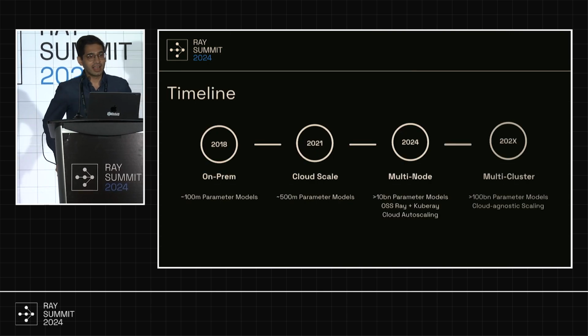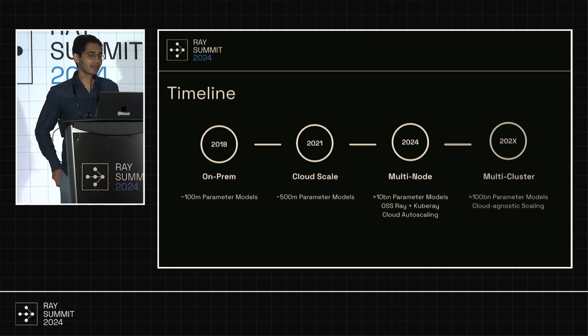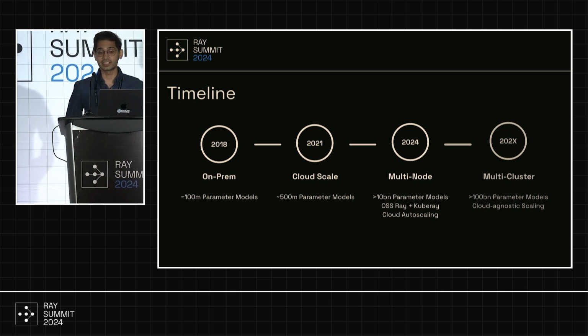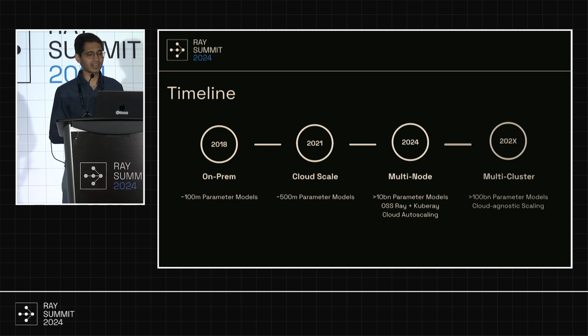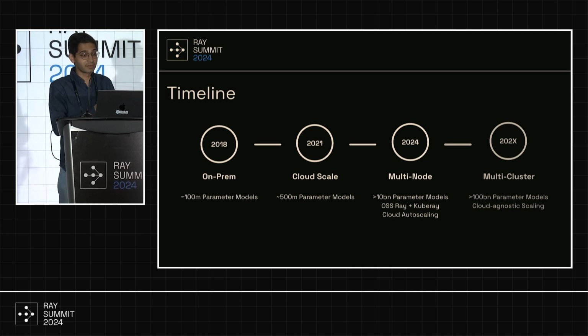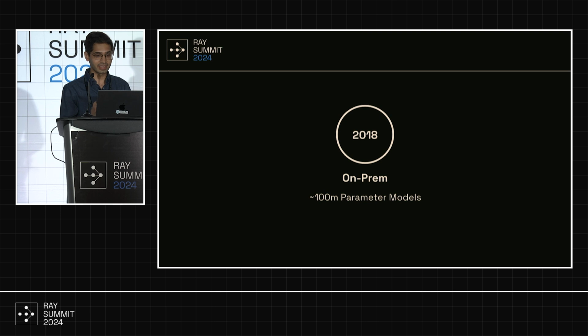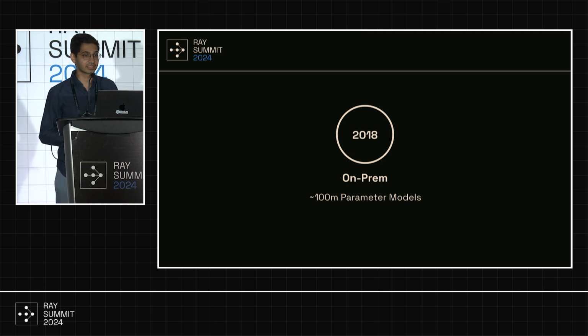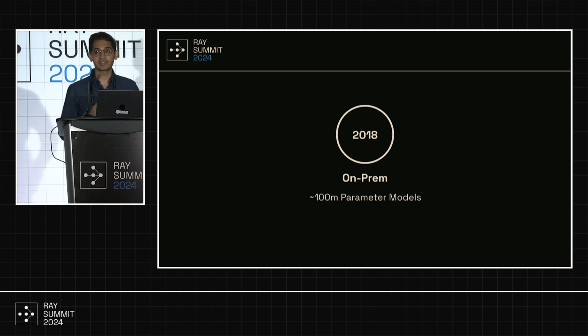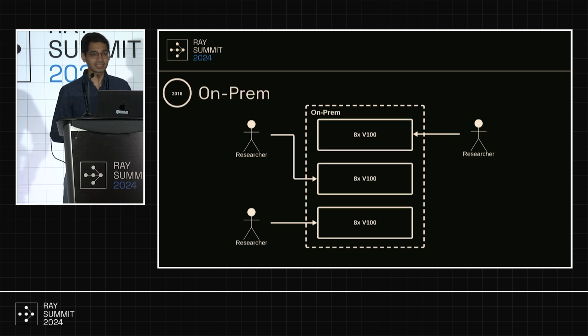So starting out, I wanted to talk over how our infrastructure has actually evolved over time. We were founded as a startup back in 2018. We're a startup today, and it's just interesting to see what was doable for us back then in 2018 isn't today, and how that evolved over time. So let's go to 2018. In 2018, we maintained an on-prem cluster, and we were training models in the range of around 100 million parameters at this time. And this is what it looked like.